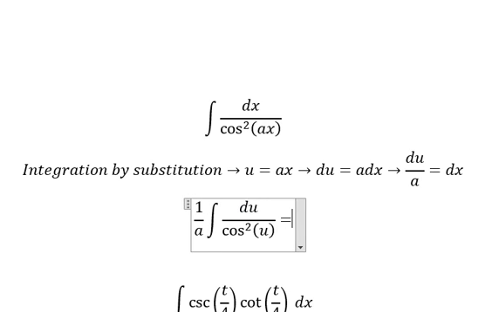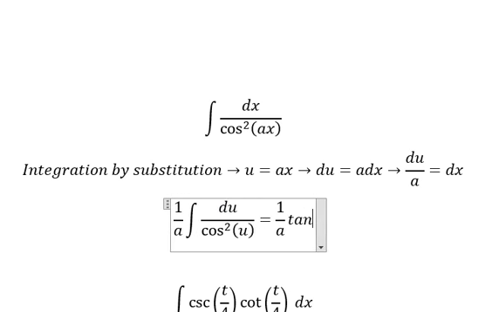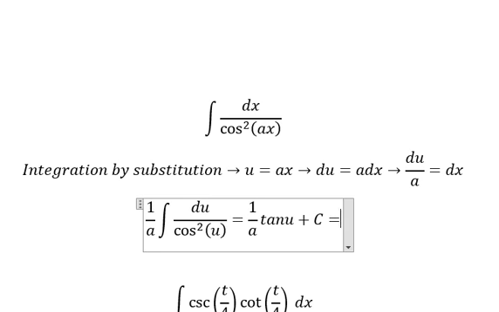And this one we get tan u, and we put c. Then u is ax.